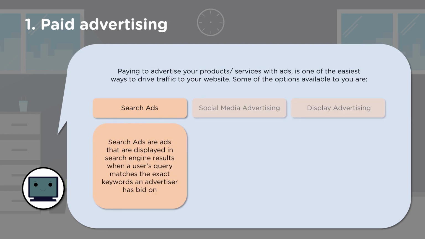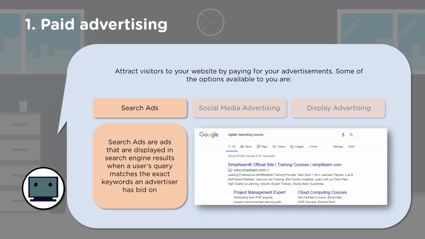Search ads are ads that are displayed in the search engine results. So when a user types in a keyword query, you want your ad to show up based on that keyword query. An example is digital marketing course. Somebody types in digital marketing course, and Simplilearn is the first ad that shows up. How do we know it's an ad? Because you can see the word ad next to the domain. When somebody clicks on that link, Simplilearn is going to pay Google. So that's how search advertising works.